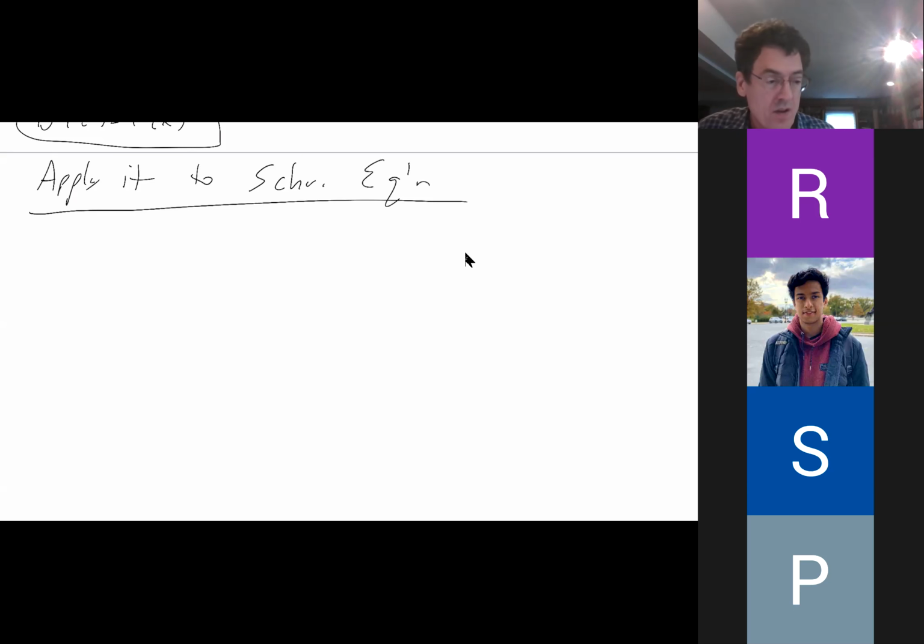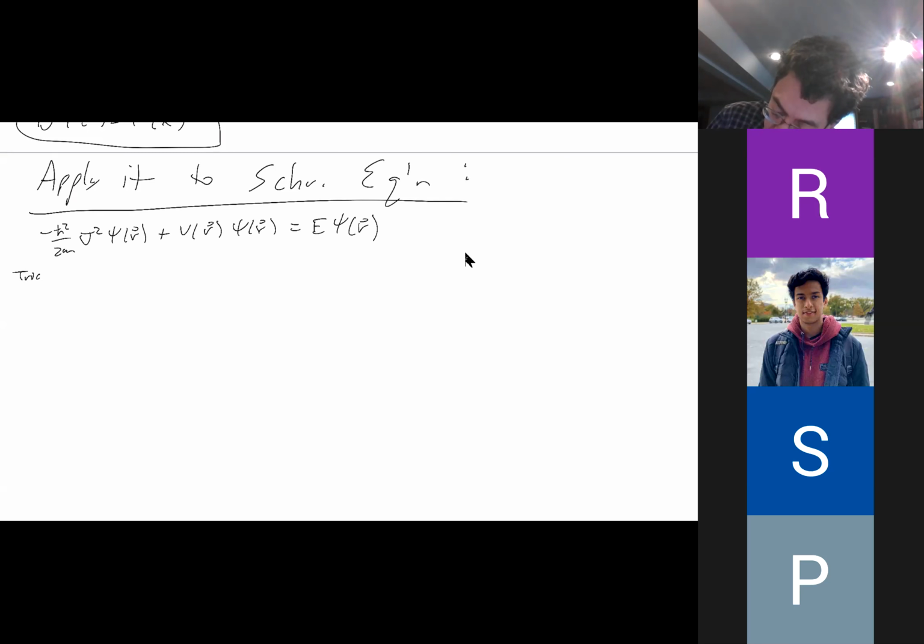Okay, so now let's apply it to quantum mechanics. Let's apply it to the Schrodinger equation. Here's the Schrodinger equation: negative h bar squared over 2m del squared psi of r plus some potential, my scattering potential, V of r psi of r is equal to the energy times my wave function, psi of r. Okay, so that's the Schrodinger equation. So now let's do a little trick. Let's rearrange it in a funny way.